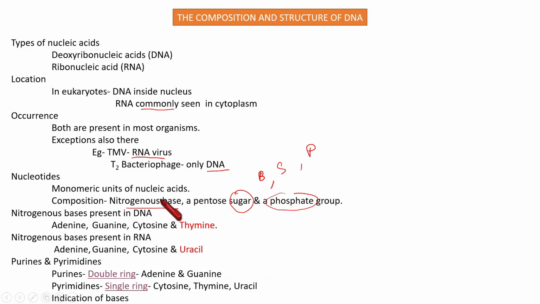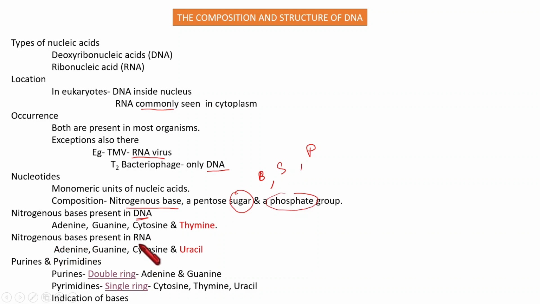Okay, then among these, if we look at the nitrogenous base, it also has different types. Which are the different types of nitrogenous bases we can see in DNA? They are adenine, guanine, cytosine, and thymine. Among these different nitrogenous bases, why did I write thymine in red color? That is one important thing, which we will understand as we look at the nitrogenous bases present in RNA.